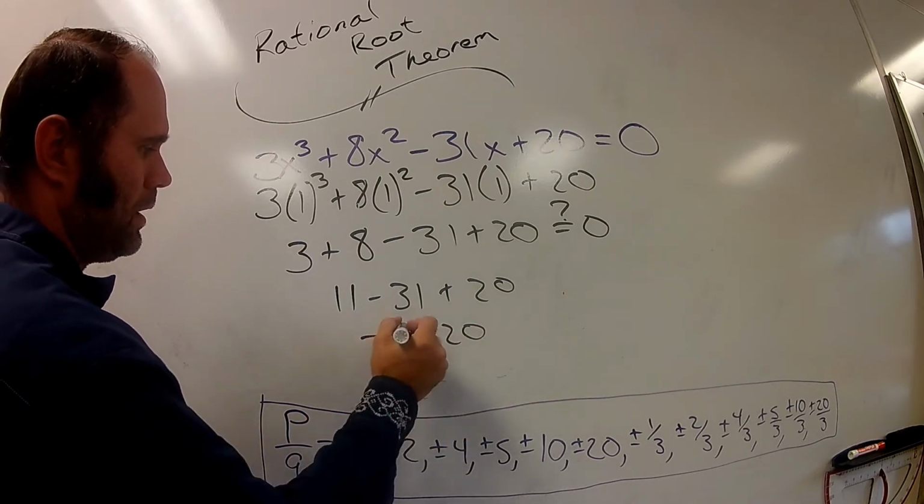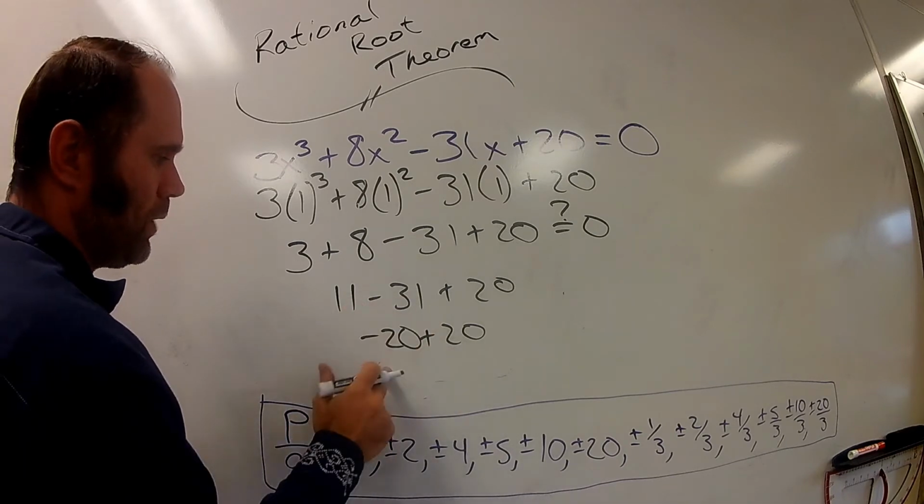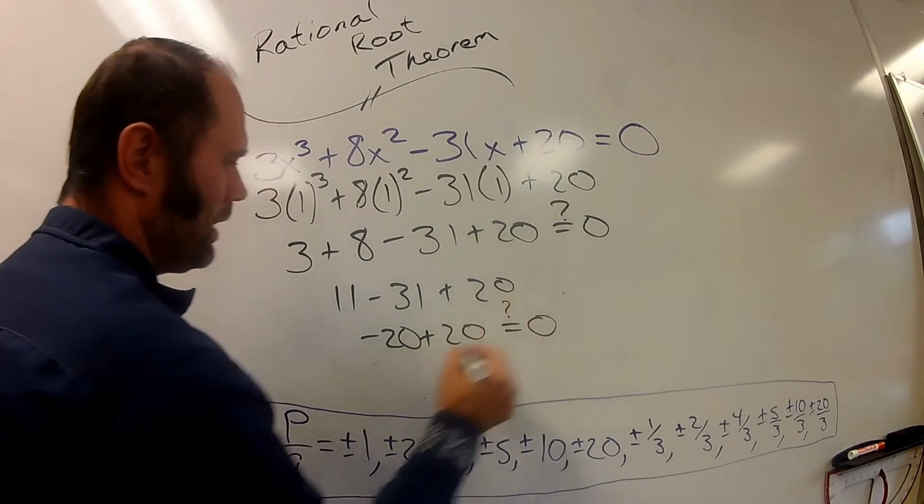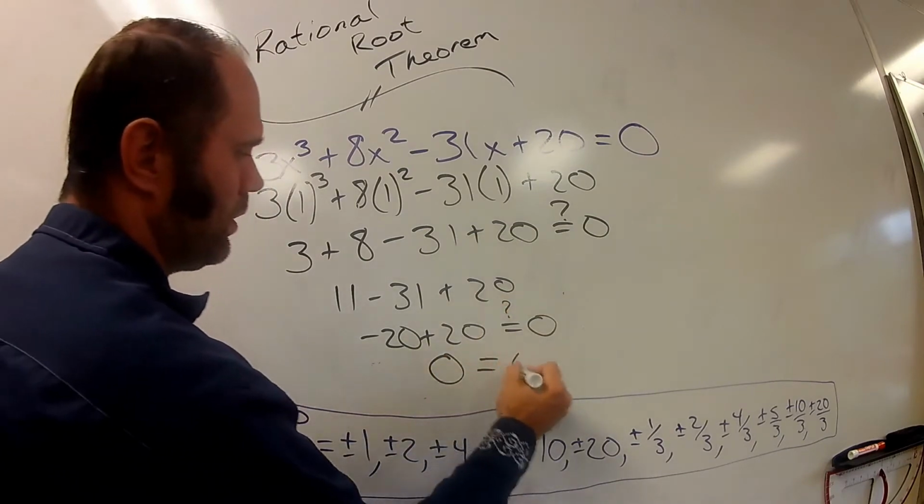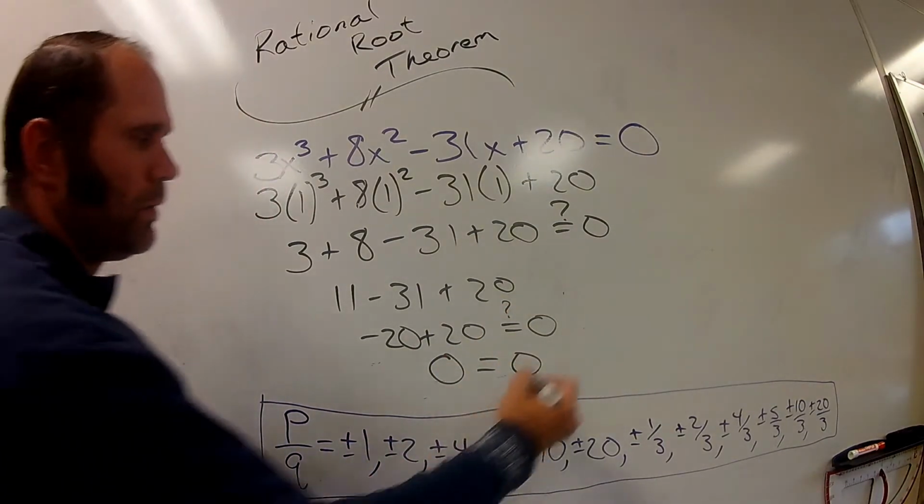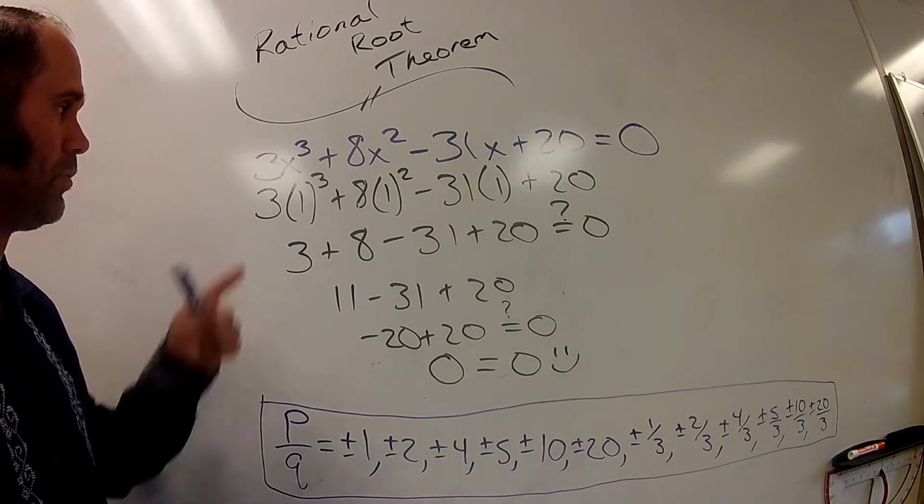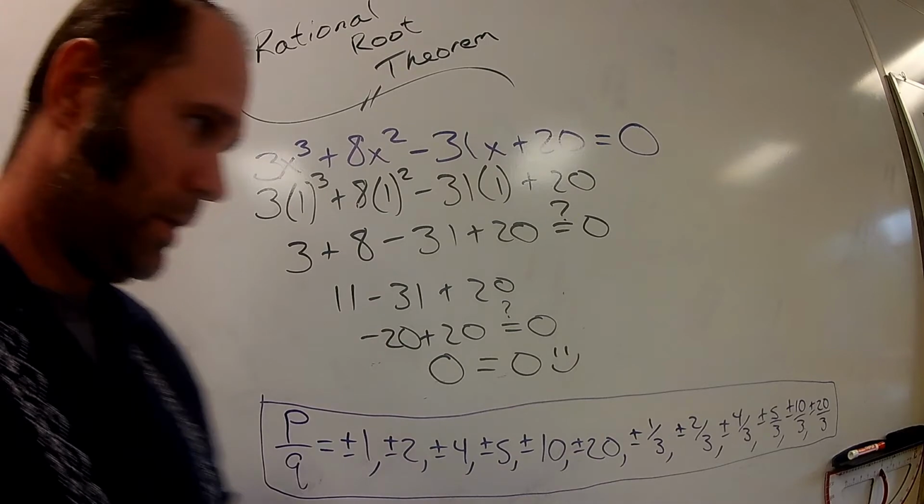11 minus 31 is negative 20. Negative 20 plus 20 is 0. Yes, indeed, 0 does equal 0. We're happy there. So 1 is a solution.